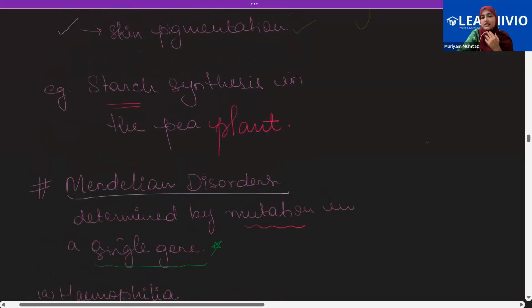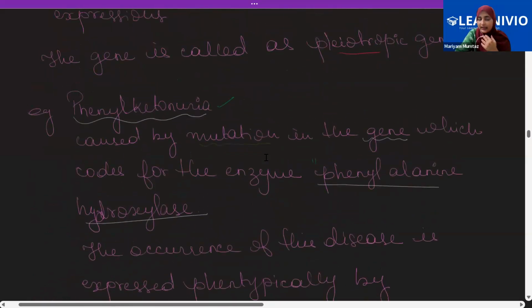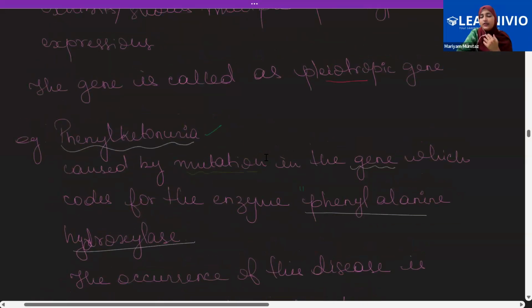Okay, then comes starch synthesis in the case of pea plant. That is also an example of pleiotropy. Clear, students?